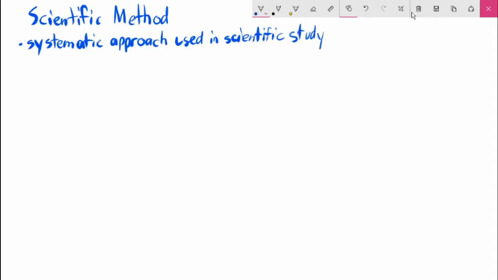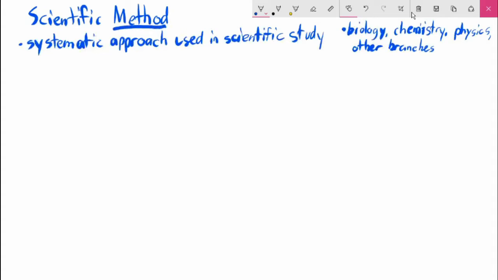So these branches of science can include biology, chemistry, physics, and even other branches or denominations. And so the scientific method is something that is very useful and that we are able to use across all branches of science. And so let's jump right in.